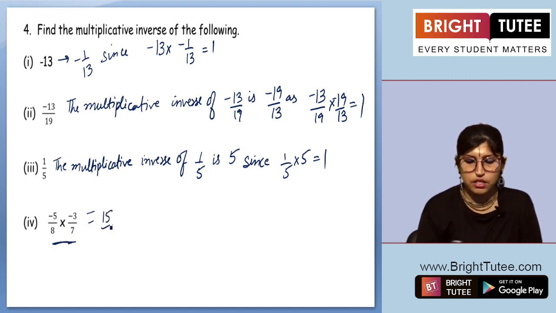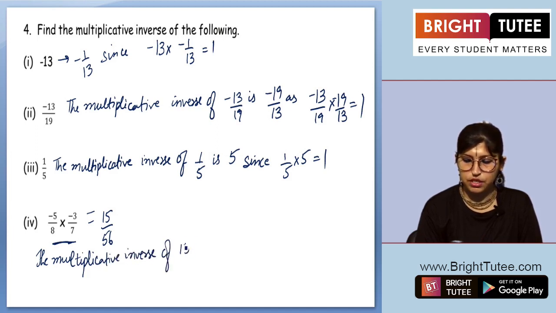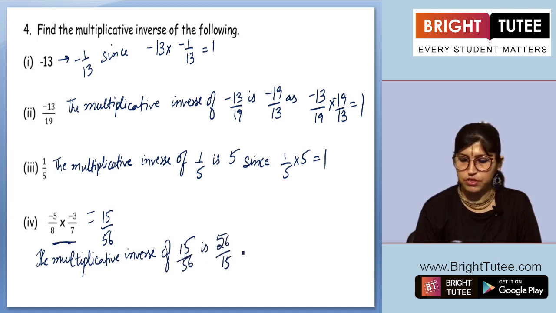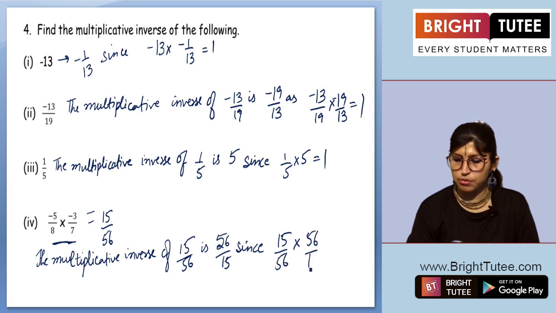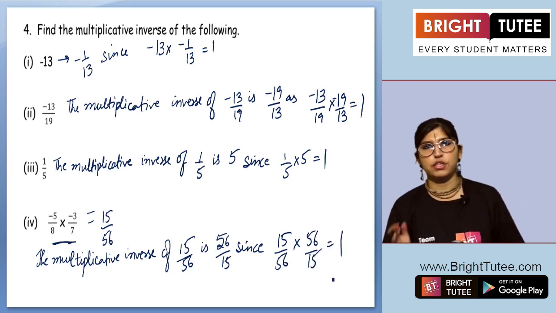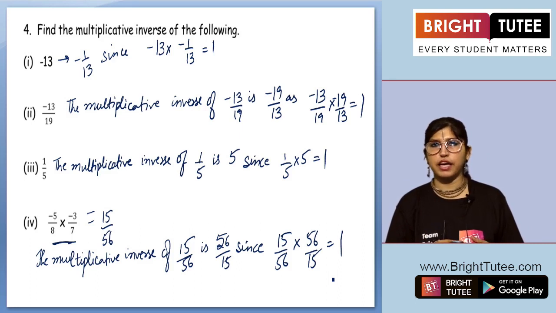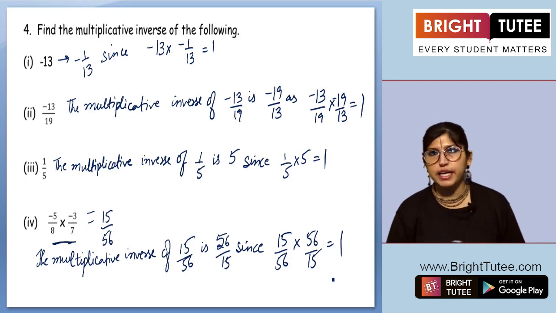So the final answer, the number will be 15 upon 56. So now we can say that the multiplicative inverse of 15 over 56 is 56 upon 15, since 15 upon 56 times 56 upon 15 will be equal to 1. So for the additive inverse, we just drop or add the negative sign or minus sign, and for the multiplicative inverse, we just take the reciprocal of the number which we already have.